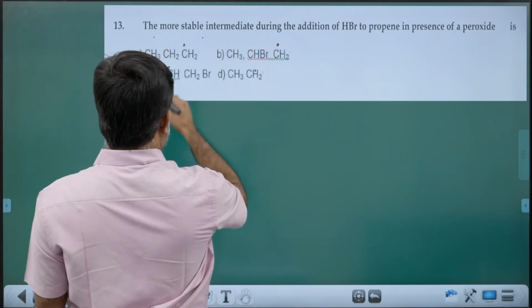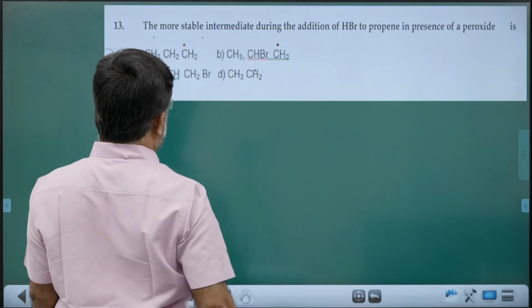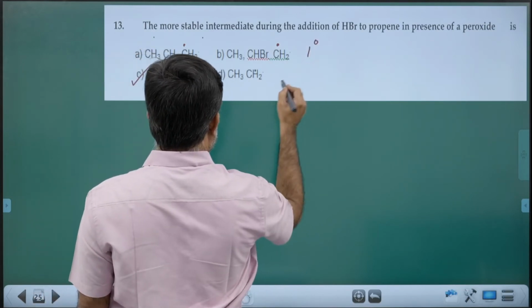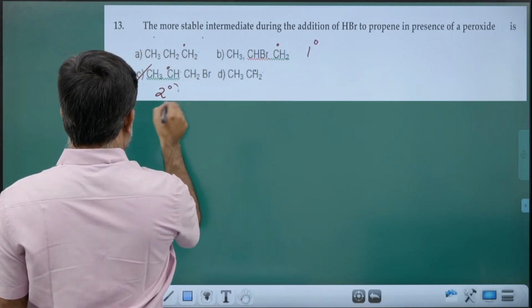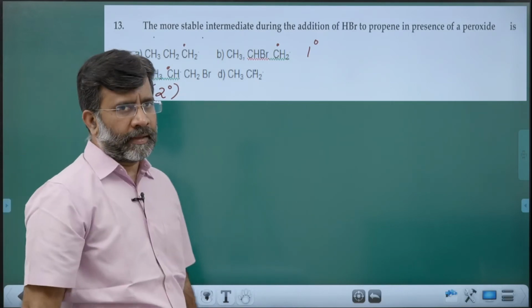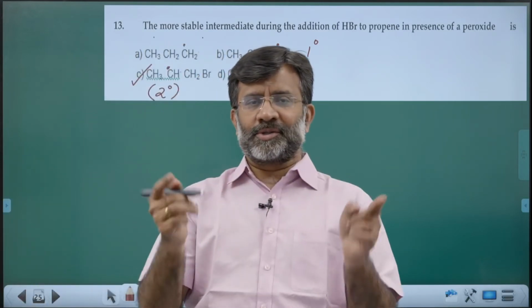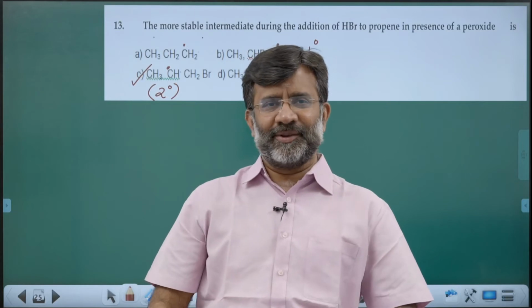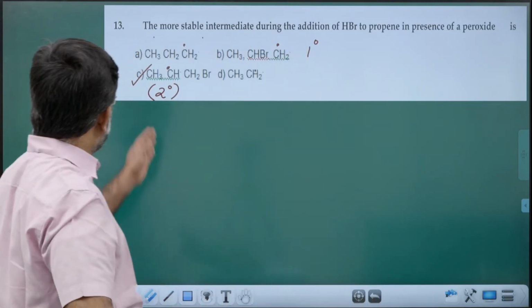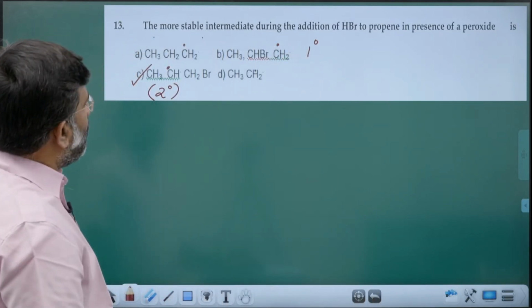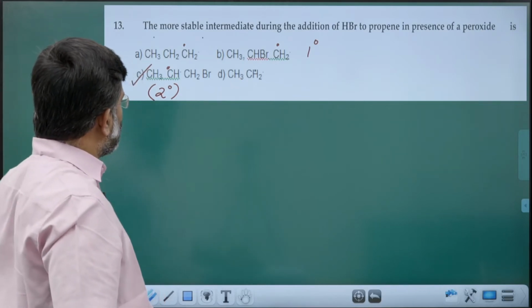See, these two are the intermediate involved in the reaction. While this is a primary free radical, this is a secondary free radical. And secondary free radical is more stable than primary. You know that. So the answer is option C. And this is containing only 2 carbon atoms. Leave it.